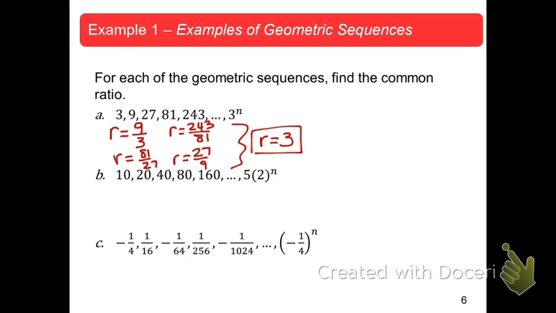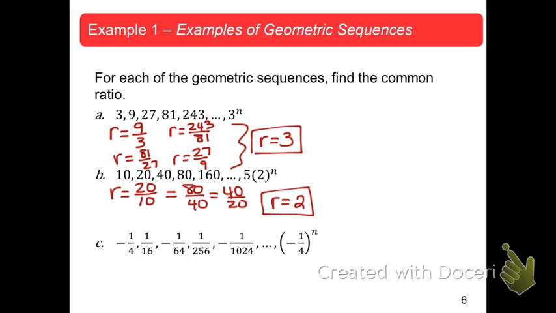All right, so then for B, let's find our common ratio there. We could take the 20 divided by 10, or we could take 40 divided by 20, or 80 divided by 40. We could take any of these, right? And I'm not going to write the last one. No matter which one we use, we end up with R equals 2.